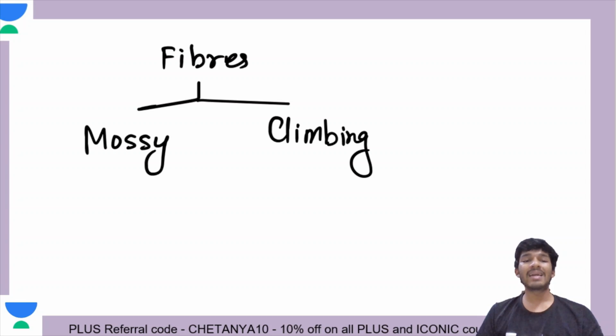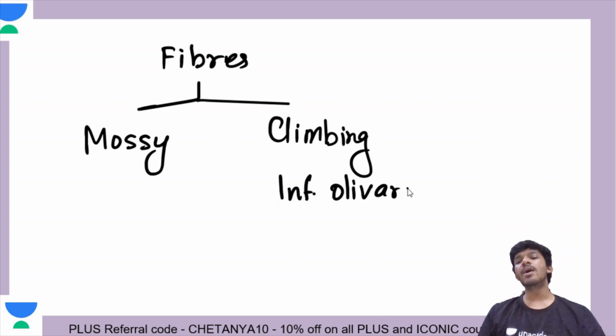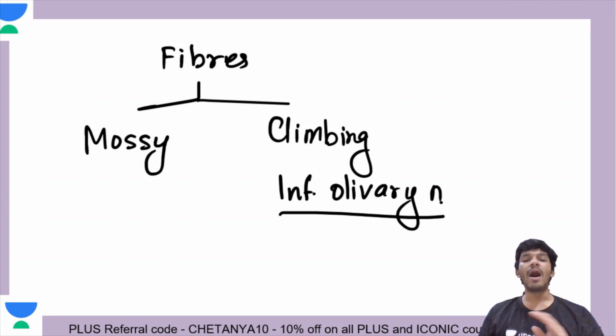Mossy fibers arise from multiple nuclei. The characteristic thing about climbing fibers is that they come only from the inferior olivary nucleus. All the other fibers coming to the cerebellum are mossy fibers. That should be very clear. All the input is coming from mossy fibers except that of the inferior olivary nucleus, which is coming from the climbing fibers.